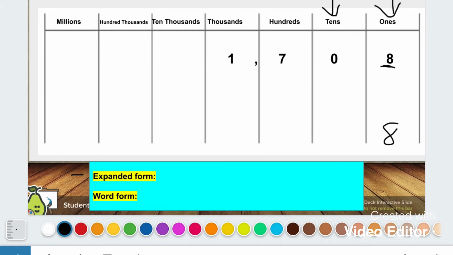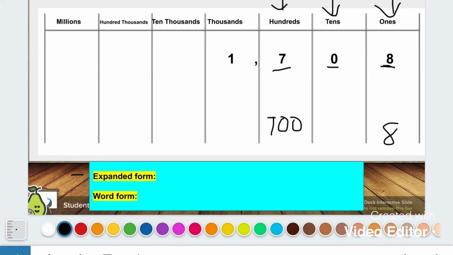Let's move to our tens. I have a 0 in the tens place. What's the value of my 0? Yeah, it doesn't have a value because it's just 0. So we're going to leave that place value alone. We're going to leave it blank. Let's move to our hundreds. I have a 7 in the hundreds place. What's the value of my 7? Ah, you guys are so smart. Absolutely.